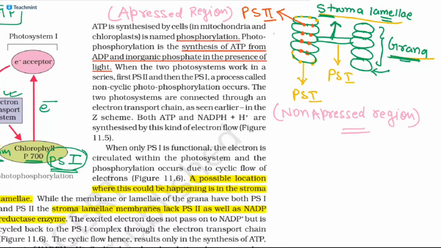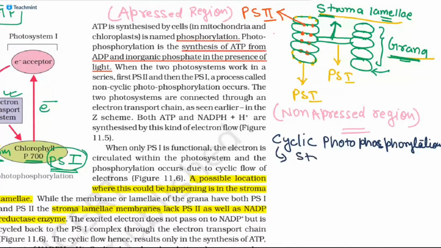My question is very clear. Where will cyclic photophosphorylation take place? Stroma lamellae and the non-appressed region. Yes. So simply you can say grana, right? So if I say cyclic photophosphorylation, it will take place in the stroma lamellae, and it will also take place in the grana.